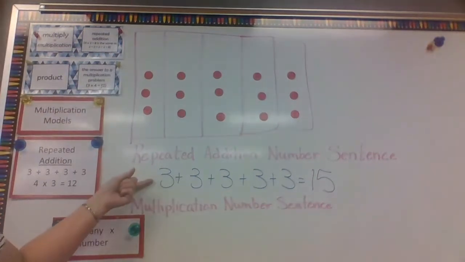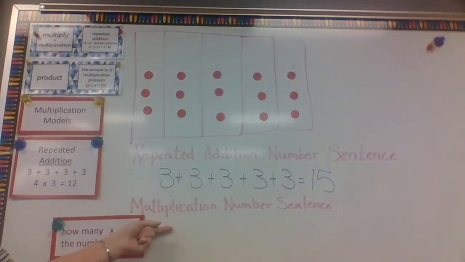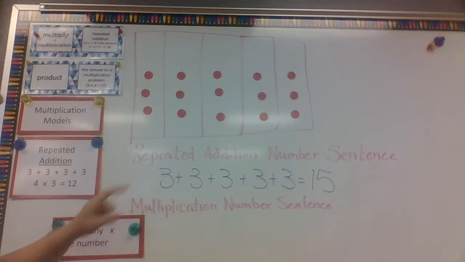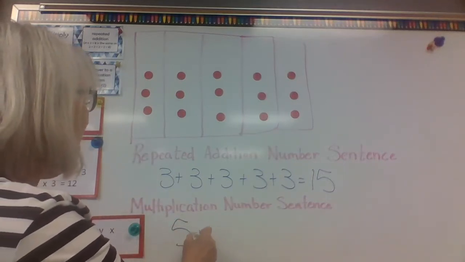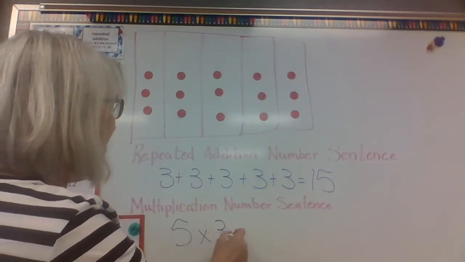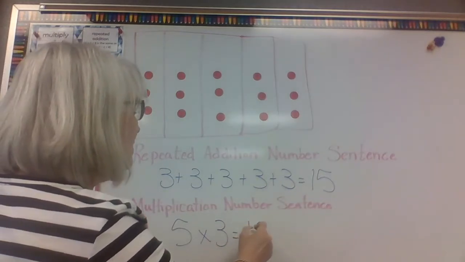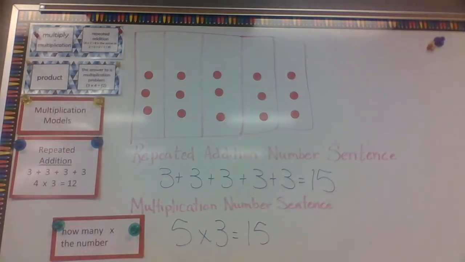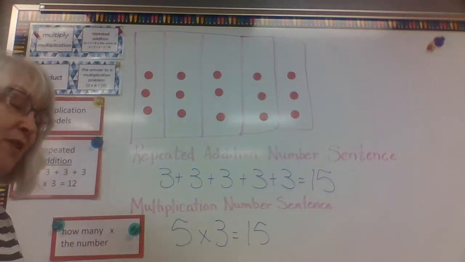Okay, now let's change this into a multiplication number sentence. How many times did we write 3? 5 times. So 5 multiplied by, what is the number we wrote over and over? 3. And what was the product? 15. 5 times 3 equals 15. Okay, now we have a last one.